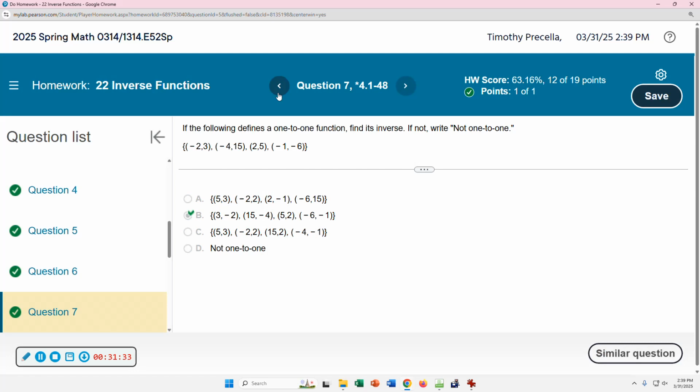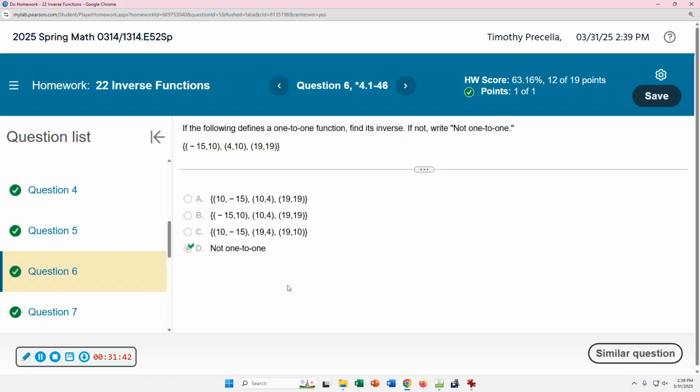Now we've already done number. Let's just make sure there's no questions. Why is number 7 different from number 6? Why did we not switch the X and Y on number 6? Because the way it says, if it's not 1 to 1, you write not 1 to 1. And I think we've already done number 8.